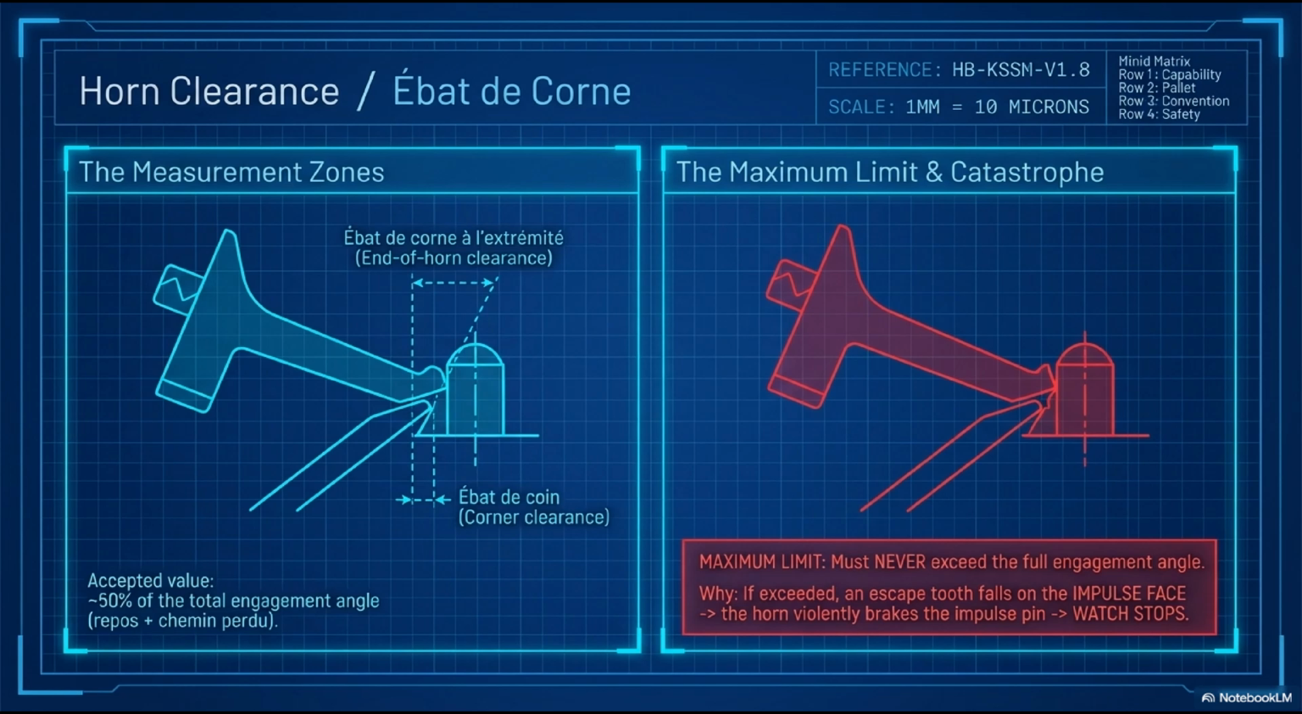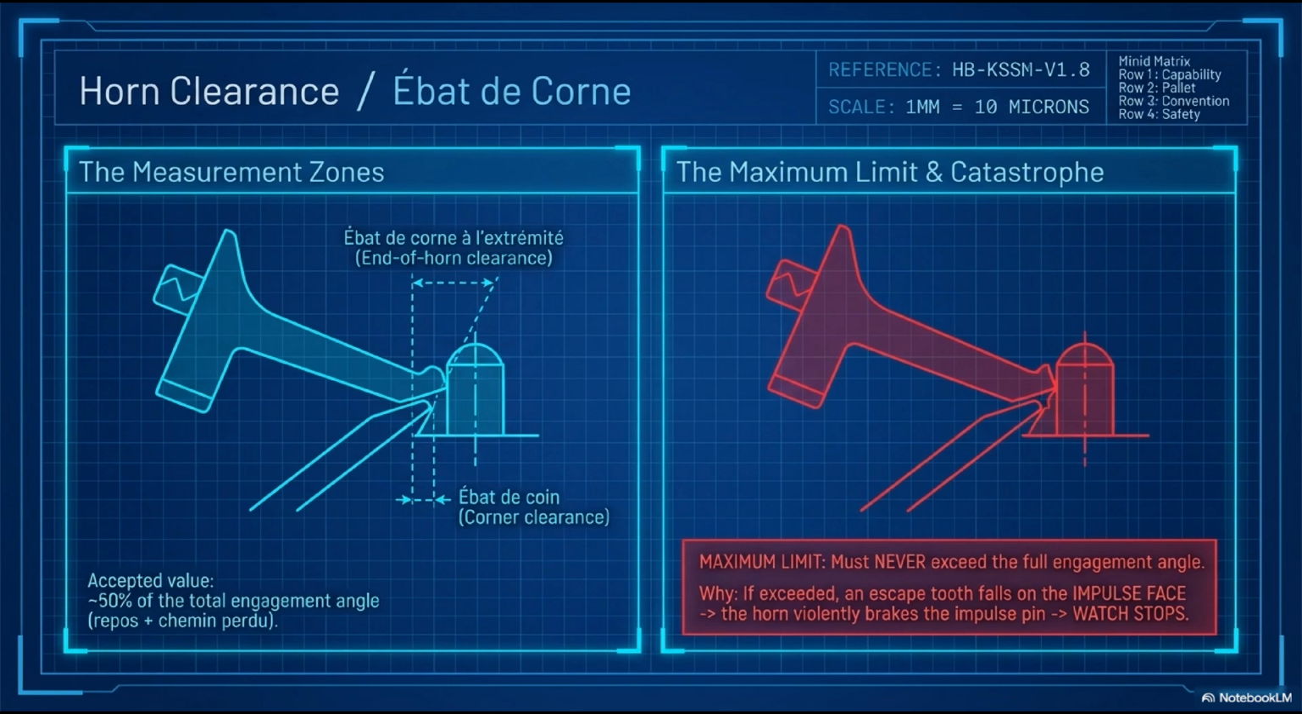The right diagram shows the maximum limit and the catastrophe. The red overlay shows what happens when horn clearance equals the full engagement angle. The fork displaces enough that an escape wheel tooth lands on the impulse face of the pallet stone rather than the locking face. When the impulse pin returns from the supplementary arc, the horn is now directly in its path. The horn traps the pin. The balance is stopped dead. Maximum limit: horn clearance must never equal or exceed the full engagement angle.